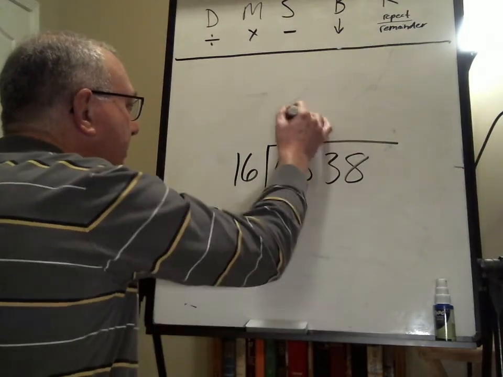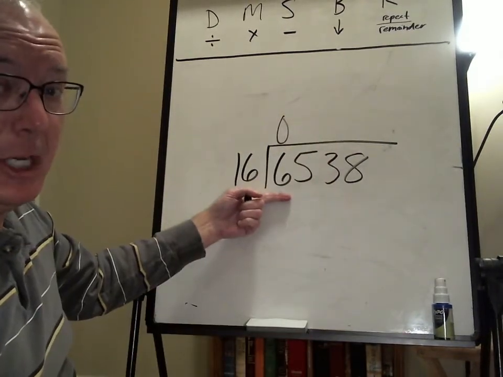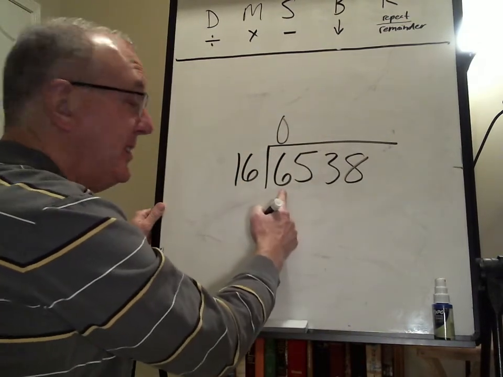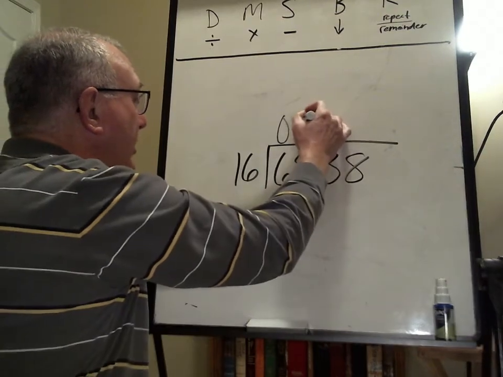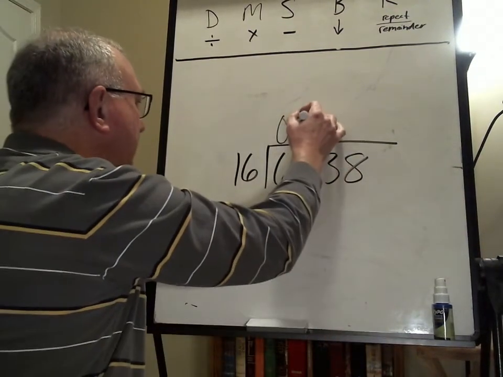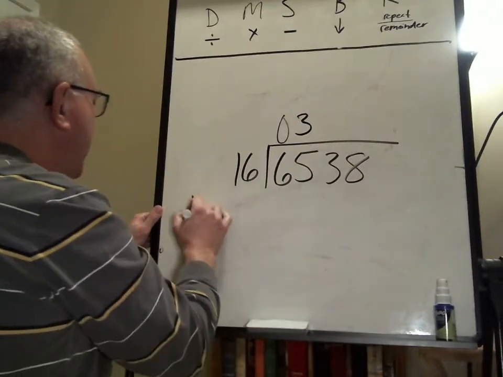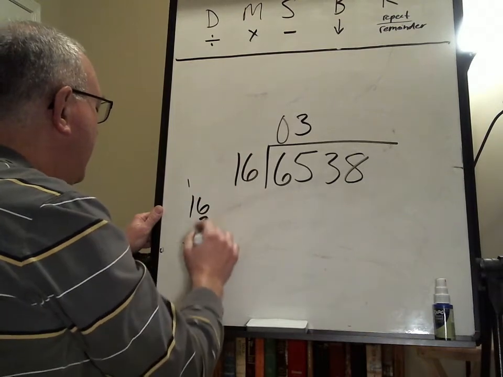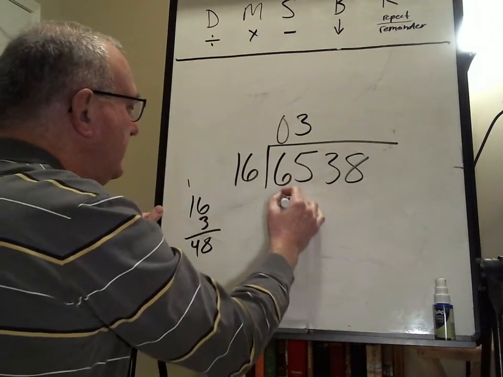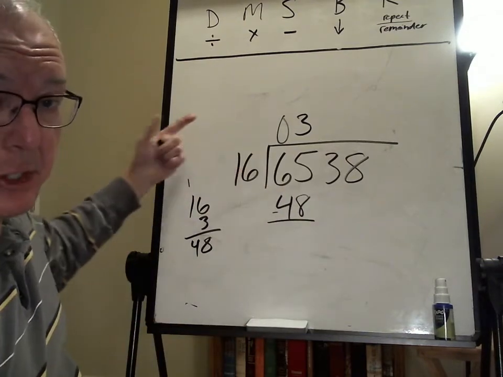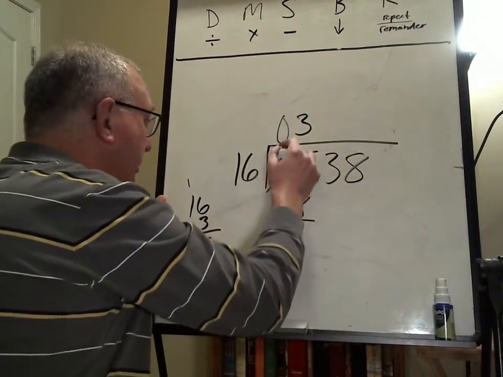Multiply by 3. Again, we skip the first step just because we know that so well. We just go right on past it. Because 16 does not go into 6. 16 into 65 is, what did we say? 3 times? And 3 times 16 on the side is 48. We need to regroup, don't we? So let's regroup.